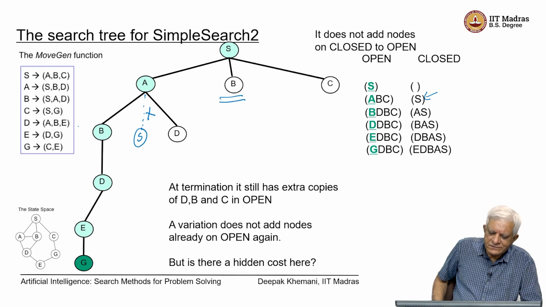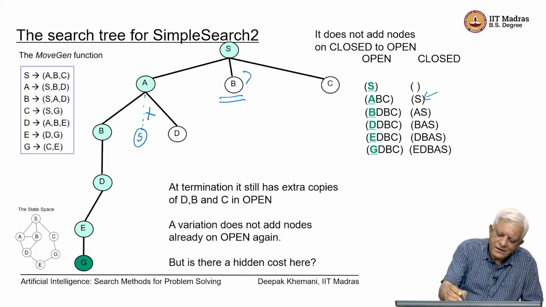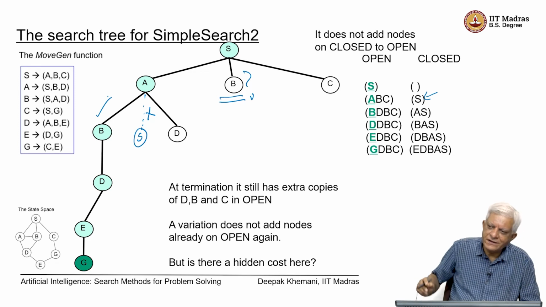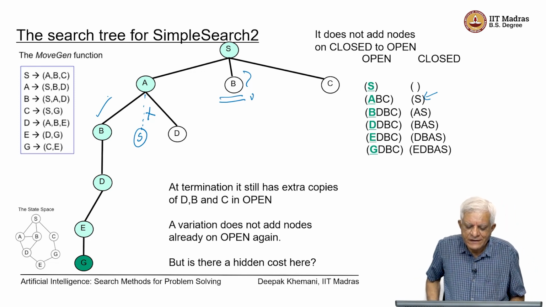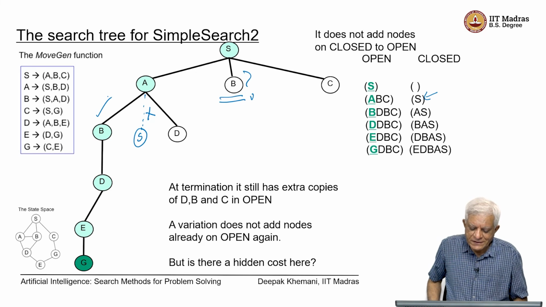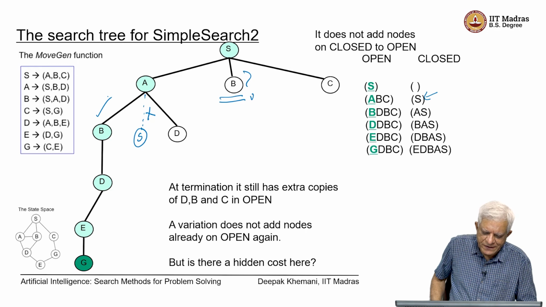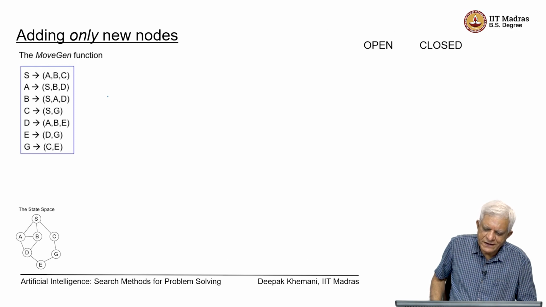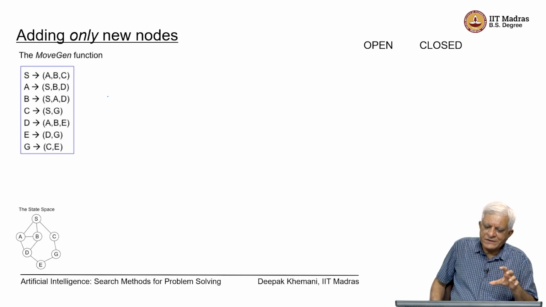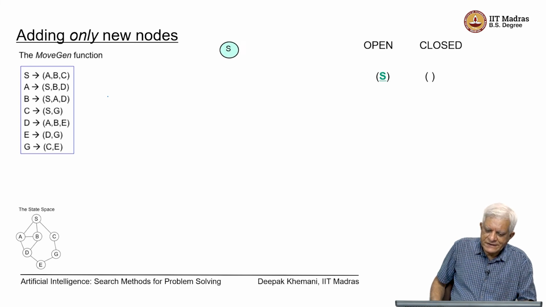Maybe why should we add this node B when it is already present in the closed list? We can avoid doing that, and later we will see whether there is a hidden cost there or not, but that is a possibility. So, let us assume that we will add only the new nodes. So, whenever we generate the neighbors of a node n called by moveGen function, we will not select nodes which are already on open or already on closed. Then you can see that the search space generated is even smaller.